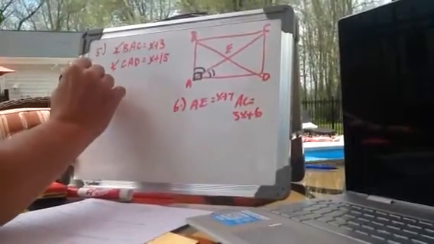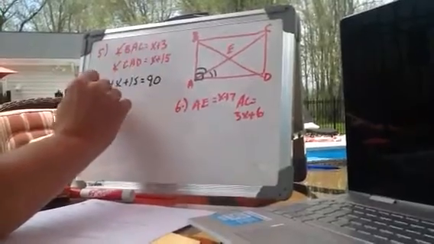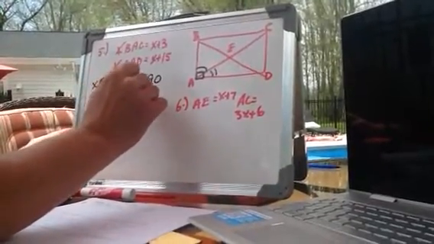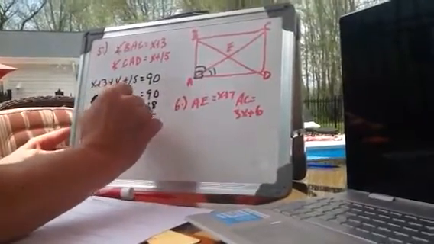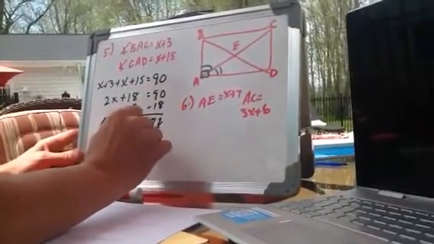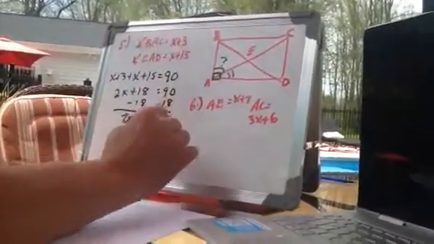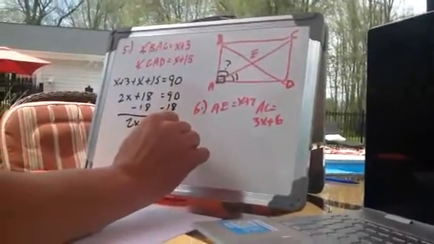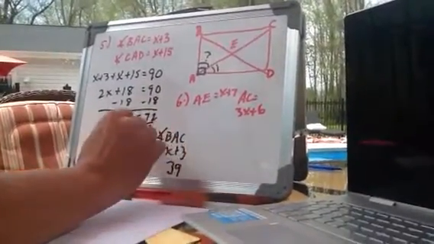X plus 3 plus x plus 15 equals 90. 2x plus 18 equals 90. Subtract 18 from both sides. 2x equals 72. Divide by 2. X is 36. Am I all done? No, I am not. Because in the question they ask us for BAC. You want to know this guy up here. So BAC was x plus 3. So then clearly 36 plus 3 is 39.